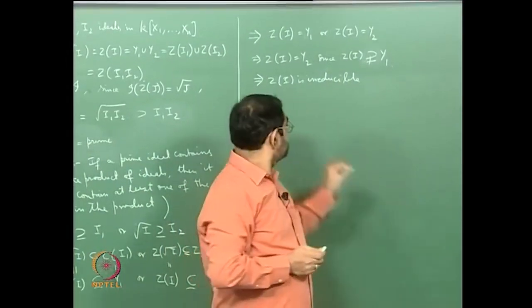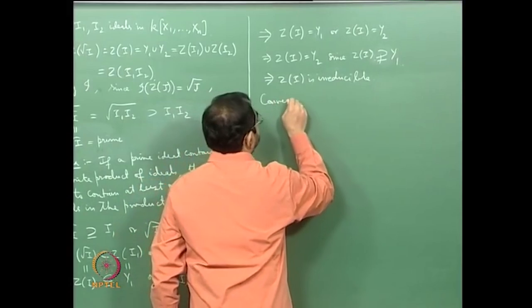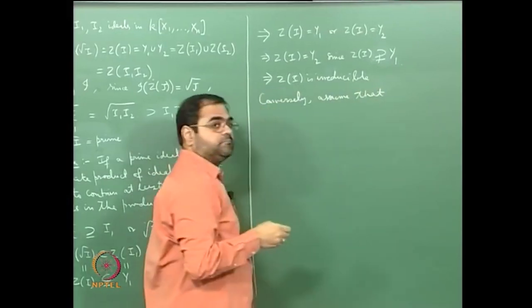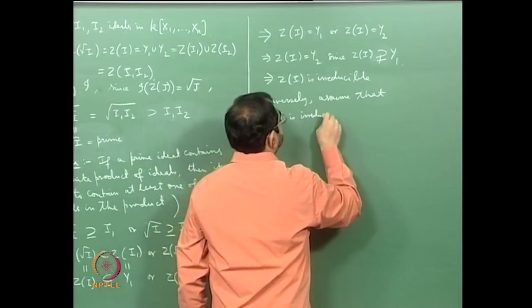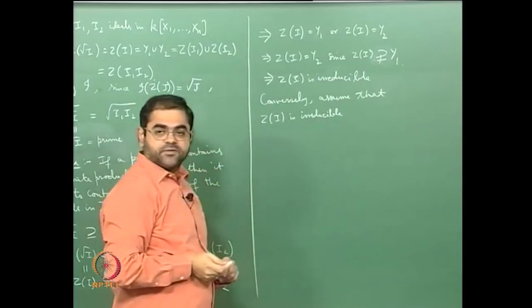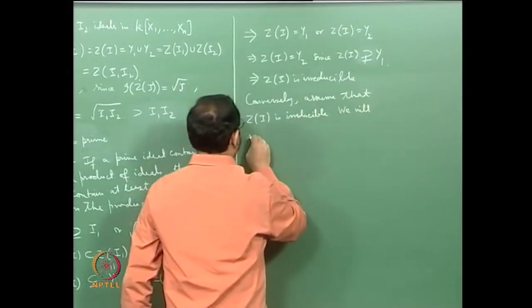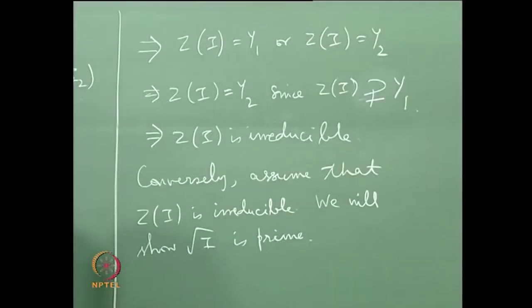Now we will do the other way. We will assume Z of I is irreducible and show that rad I is prime, okay. So conversely, assume that Z of I is irreducible, we will show rad I is prime. So this is again translation. You just have to check the condition for a prime ideal.